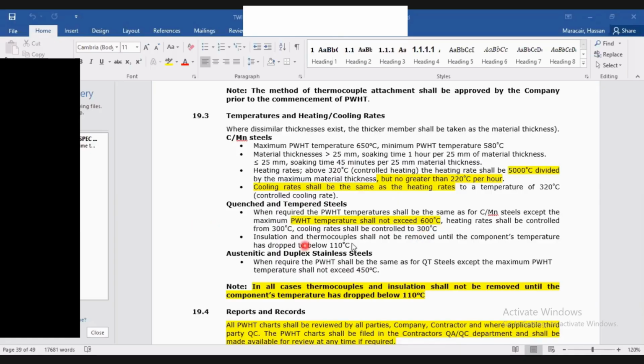Insulation and thermocouple shall not be removed until component temperatures drop below 110 degrees C. In all cases, thermocouple and insulation should not be removed until component temperatures drop below 100 degrees C. That is in the note. All right, we check the question and answers here.